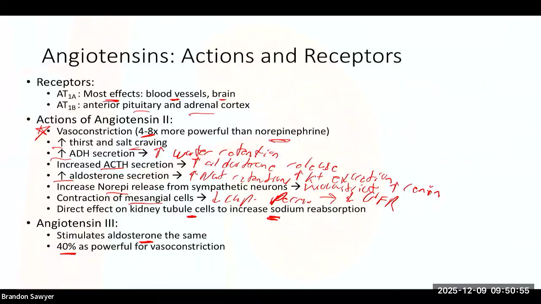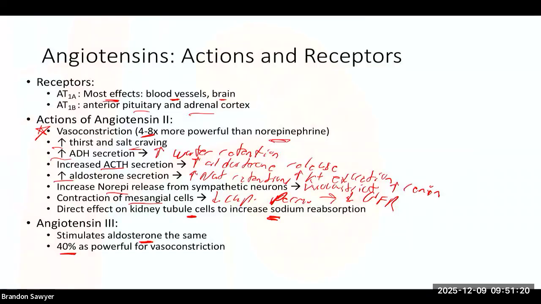We contract those mesangial cells. That's going to decrease our capillary permeability and decrease our GFR. It makes sense: make less filtrate, urinate less because we don't have enough fluid. And then we also directly cause more sodium reabsorption as well, which is also going to pull more water back, because water follows that sodium. So lots of things going on there with angiotensin 2.